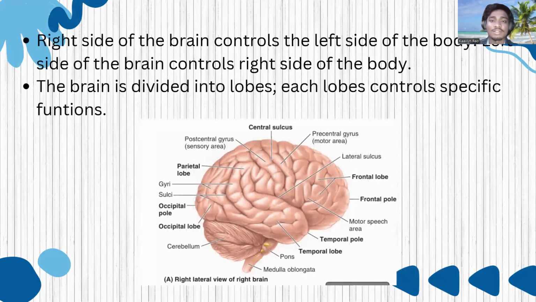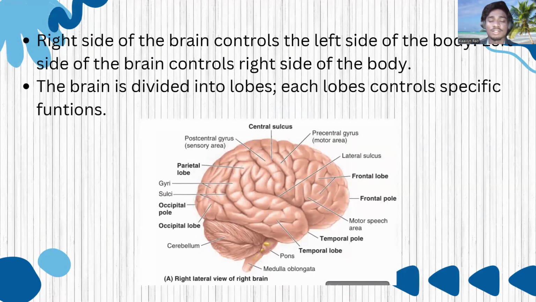Now we are going to see that the brain is divided into a few parts, which are called lobes. For example, the frontal part of the brain is called the frontal lobe. The middle part of the brain is called the parietal lobe. The back part of the brain is called the occipital lobe. For everyone's information, the left side of the brain actually controls the right side of our body. The right side of our brain controls the left side of our body.